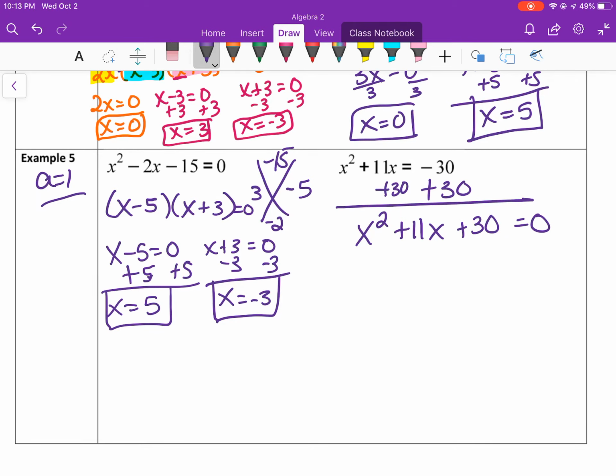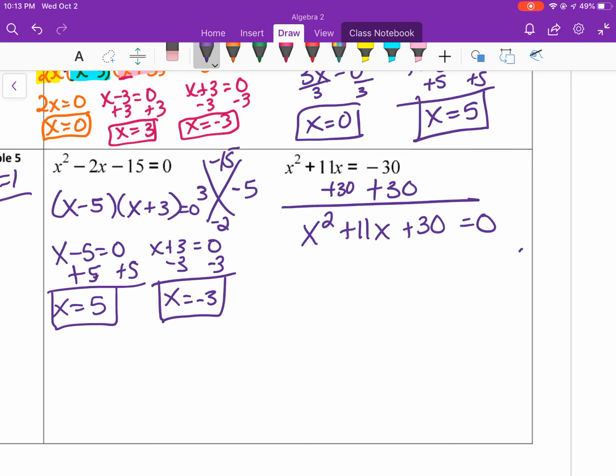Again, I have a equals 1. So what are factors of 30 that add up to 11? So we got 1 and 30, 2 and 15, 3 and 10, 5 and 6. 5 plus 6 is 11. And since it's just x squared, it'll be x times x. And then it's plus 5 and plus 6.